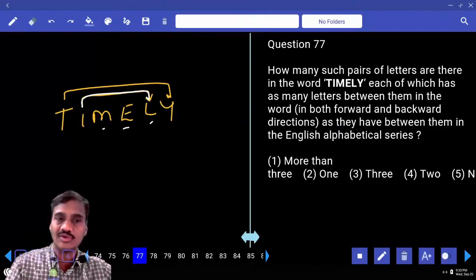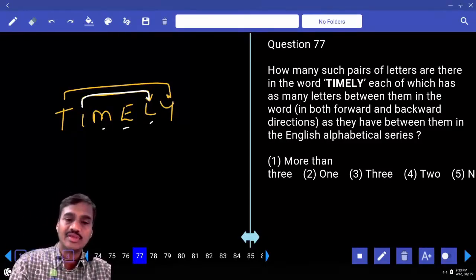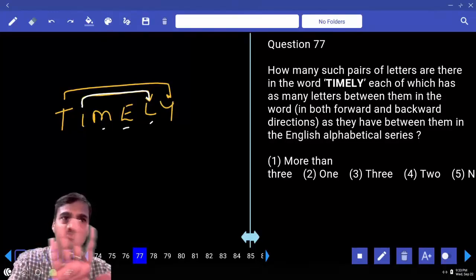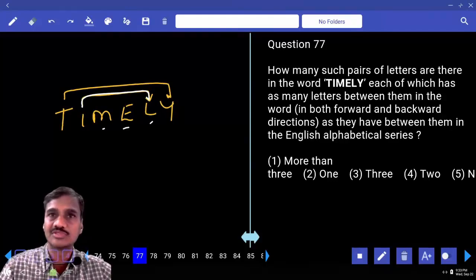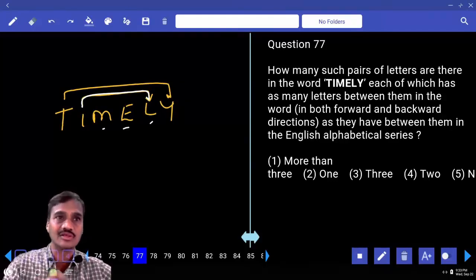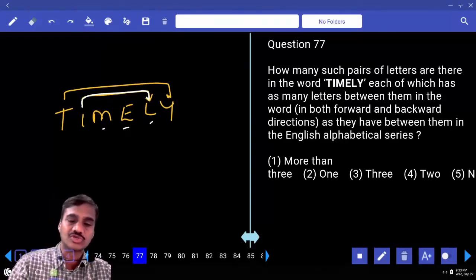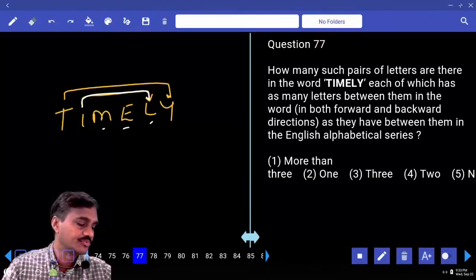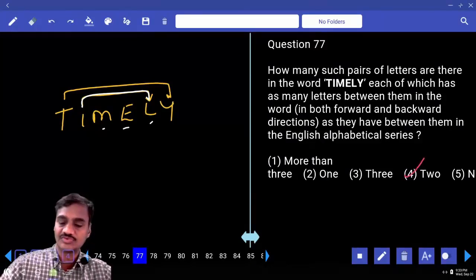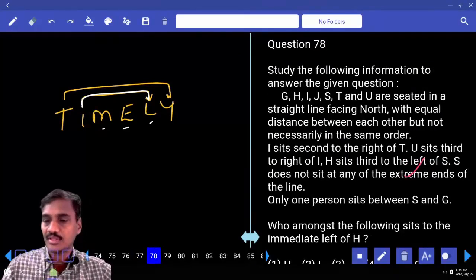And right to left, Y and Z. After Z you are not supposed to go ahead. You have to stop at Z itself, because English alphabets are from A to Z only. They are not cyclic in nature. And next one L to start: M, N, O, P, E, F, G, H, M, N, O. That's it. So how many pairs do we have? Only 2 pairs, that is choice 4 for question number 77.